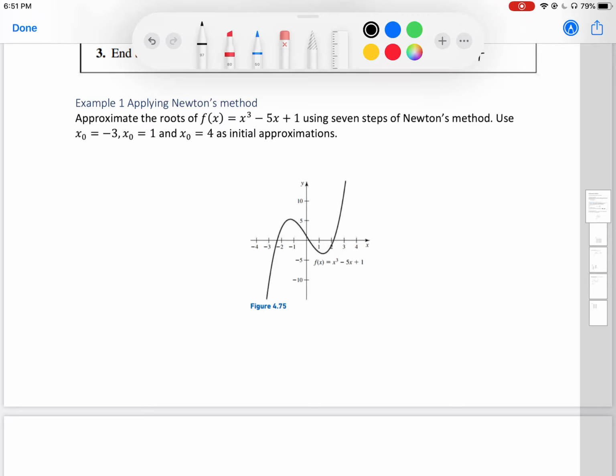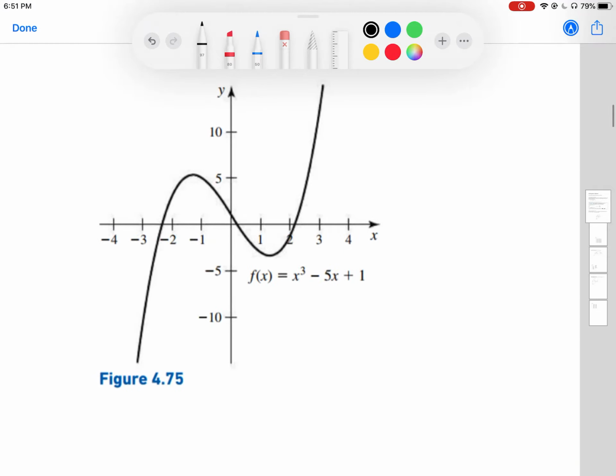So if we look at our picture of our function, we see that we have a 0 here, here, here. And those are not integer solutions. They're decimals, and we're not too sure what those decimals are. We're going to proceed by using Newton's method.